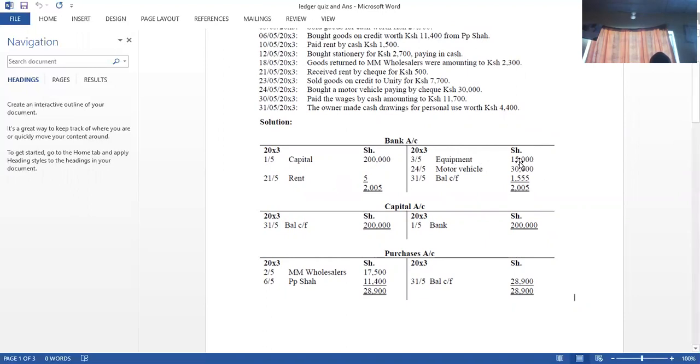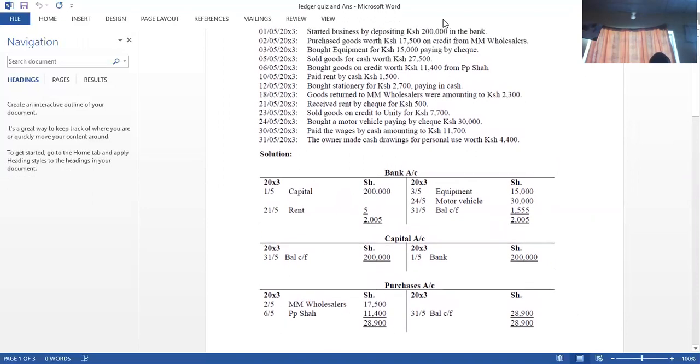That's why it is credited here by 15,000, but debited in the equipment because the equipment is increasing. We go to the next transaction, and this transaction took place on 05/05.